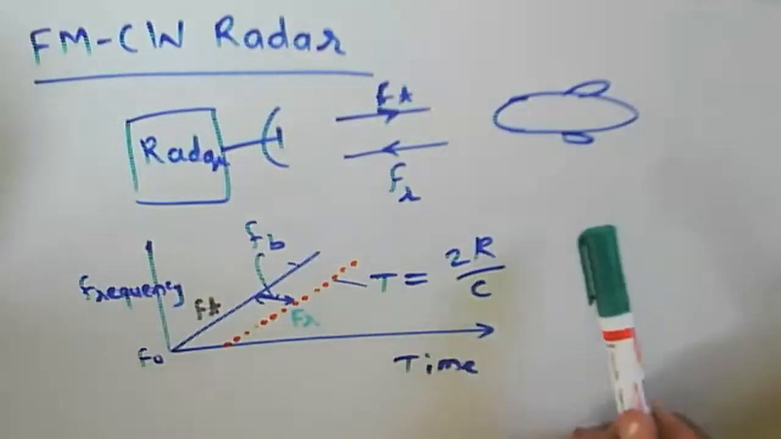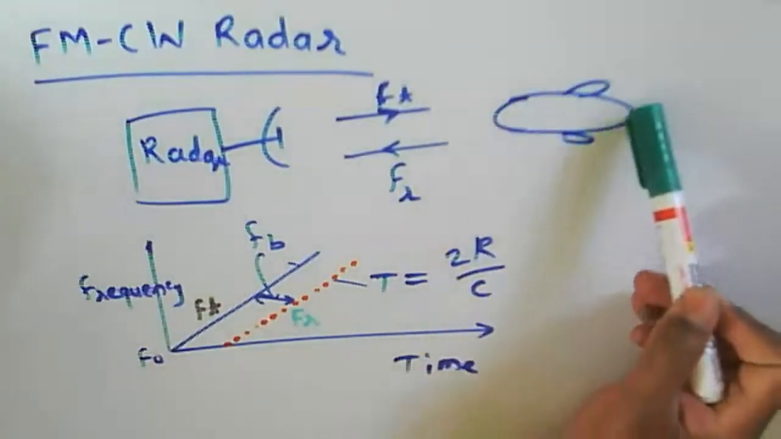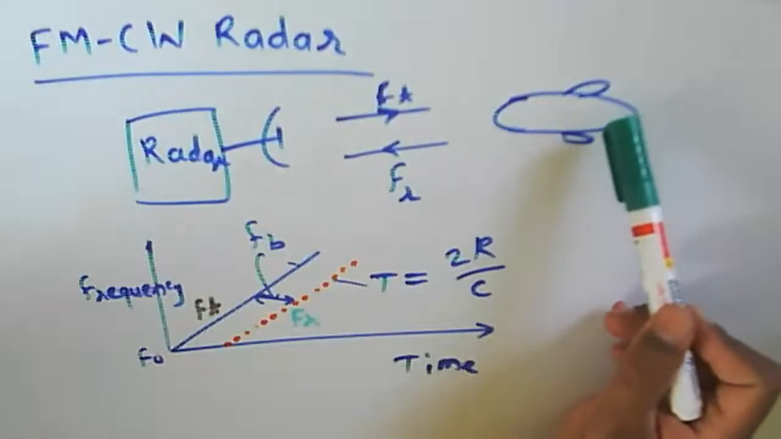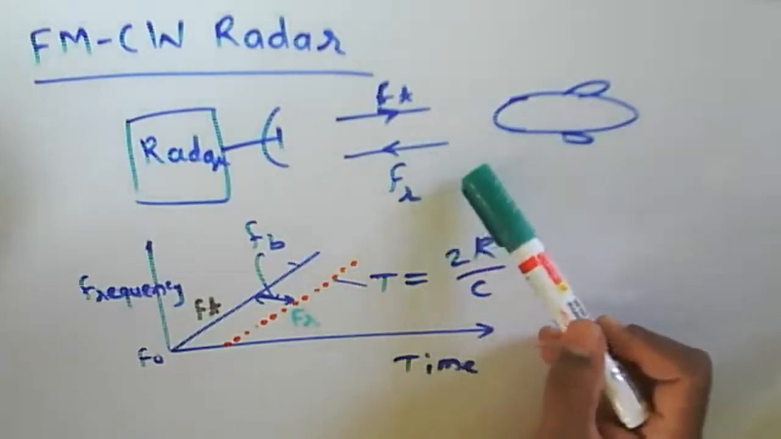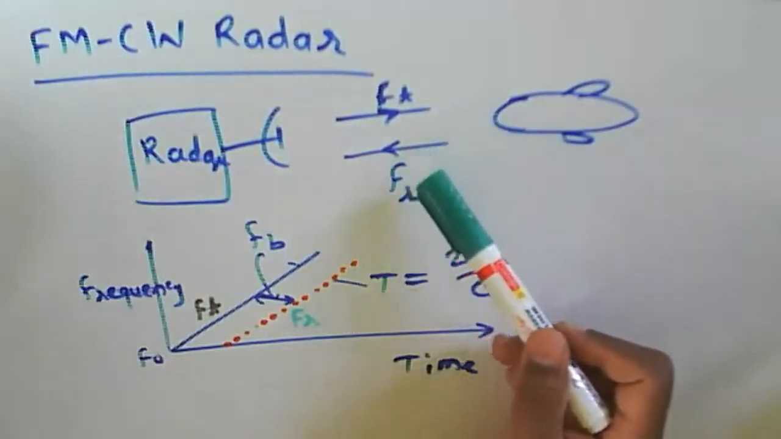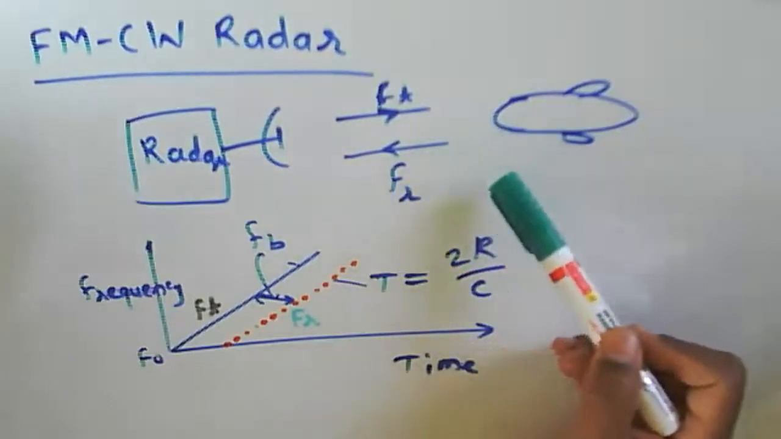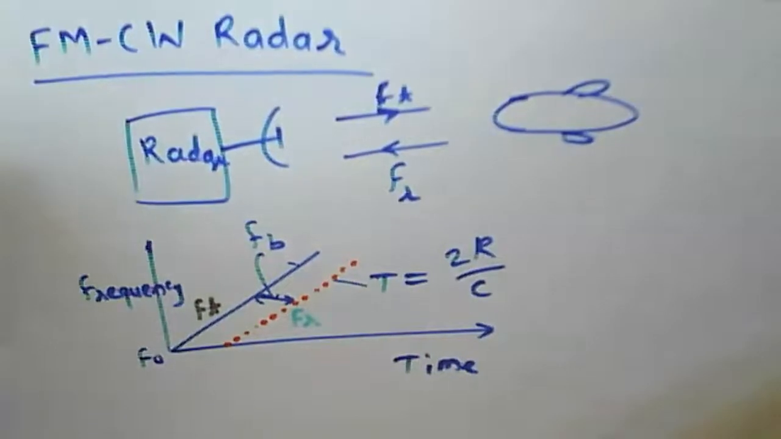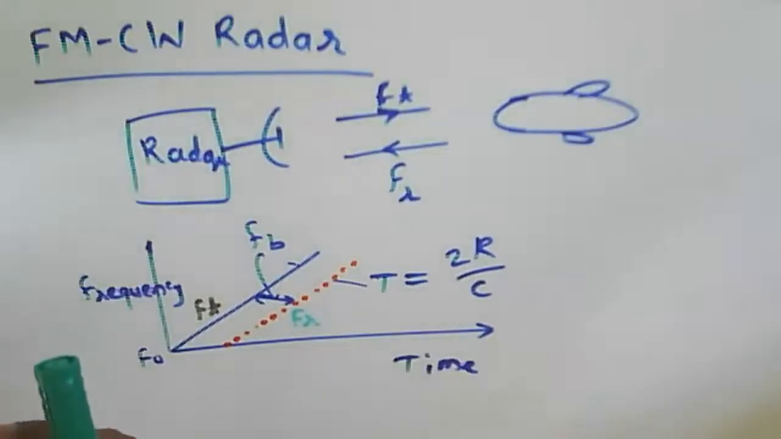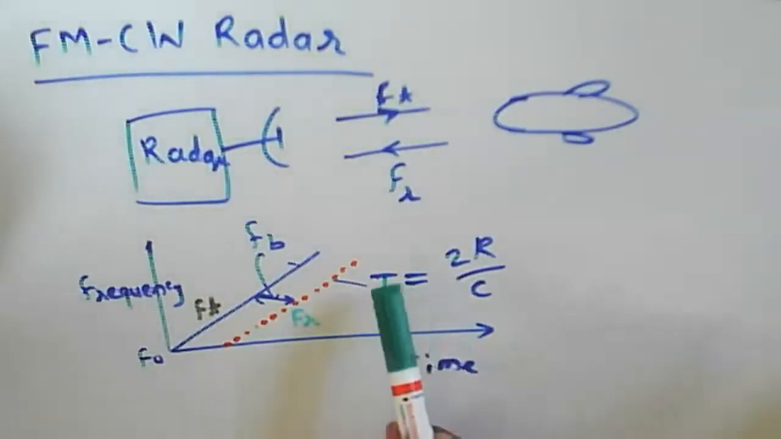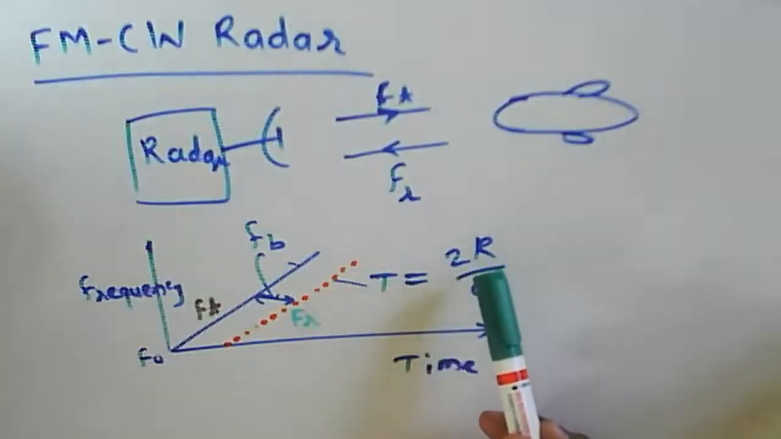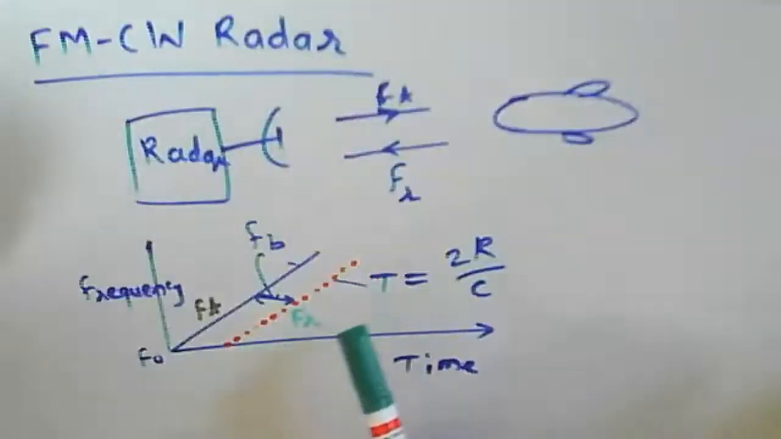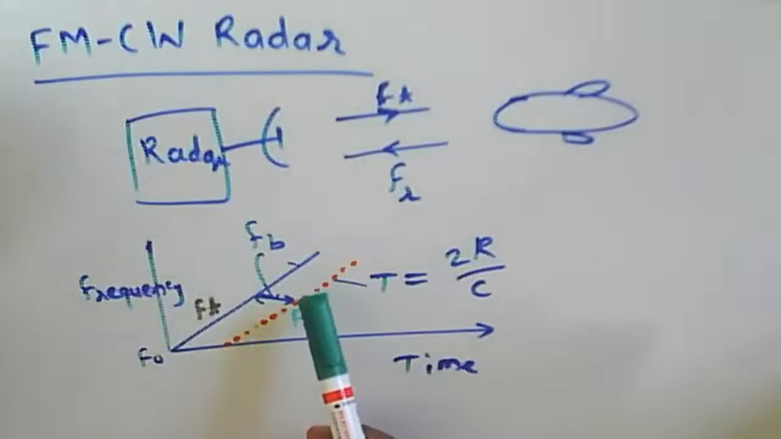Now there is an object, and that object reflects that echo. That's why we are getting a time that is called the transit time, because from the transmitting to the receiving, the echo will be returned. So we can say that t is equal to twice r by c, and this is nothing but the echo signal here.